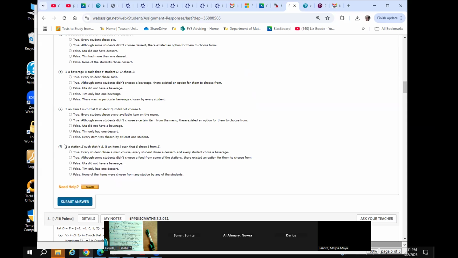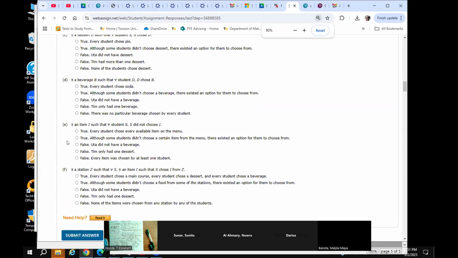So part F. Can you read it for me? There exists a station Z such that for every student S, there exists an item I such that S chose I from Z. You want to try to put that into your own words? I'll try.